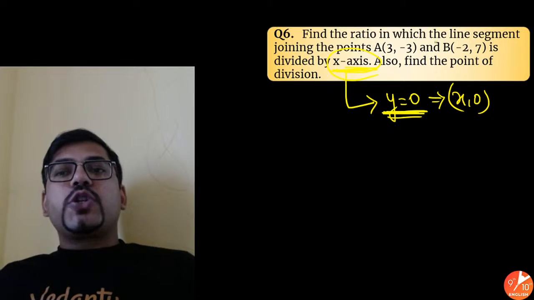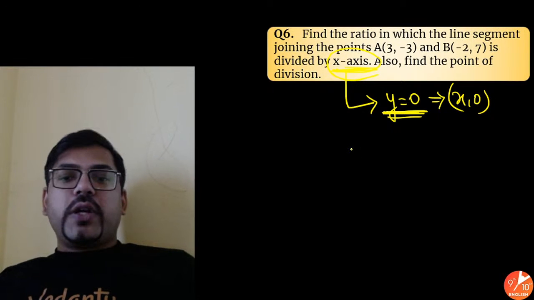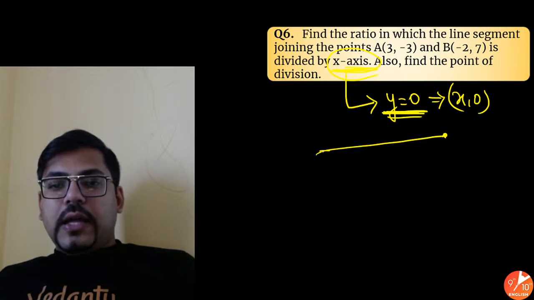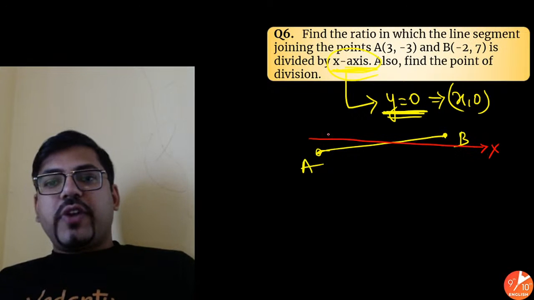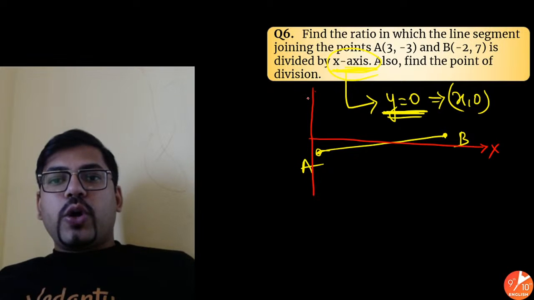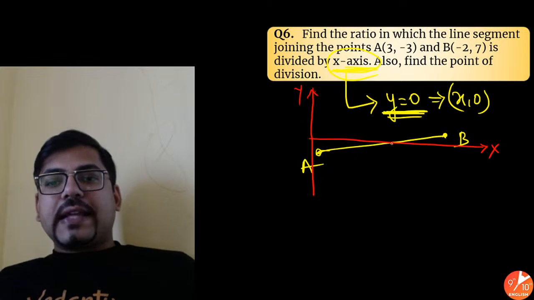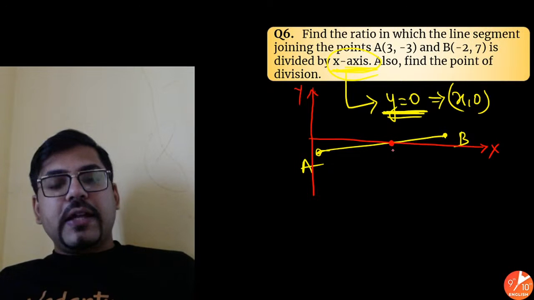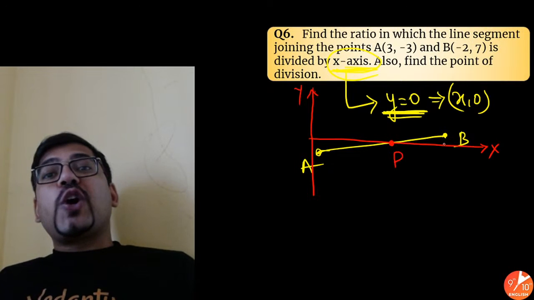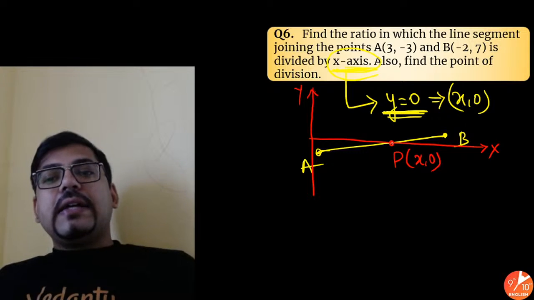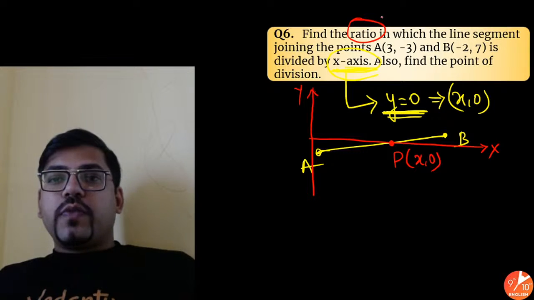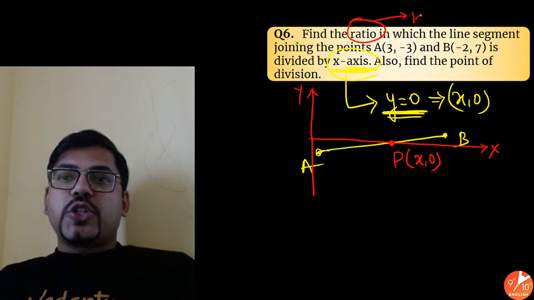One thing is very important: the ratio of the line segment joining A and B. We have a line segment AB, and it is being intersected by the x-axis. Say for example, this is the x-axis, this is the y-axis, and they are intersected by a point, say this is P. Now this P is on the x-axis, that is why its coordinates will be x, 0. The question is asking in which ratio this point P is dividing AB. So again we have to find the ratio. Whenever we have to find the ratio, we'll always assume it as k is to 1.